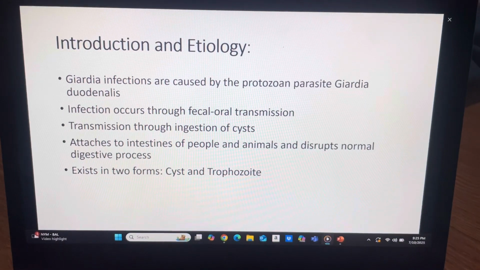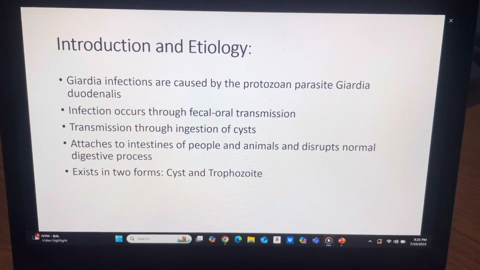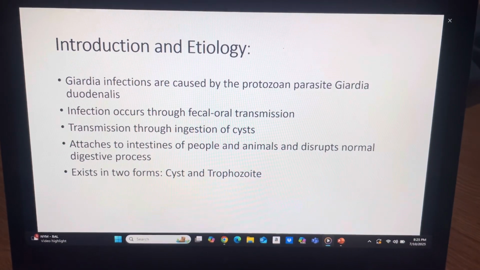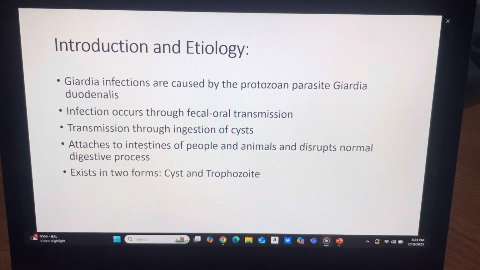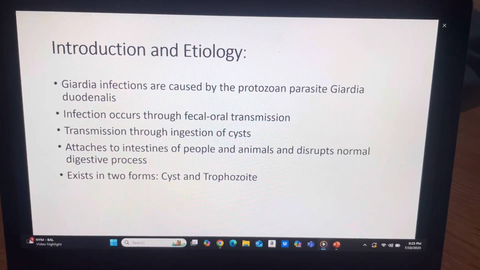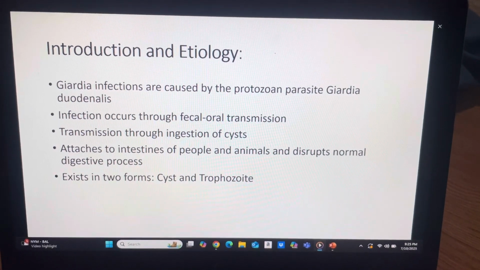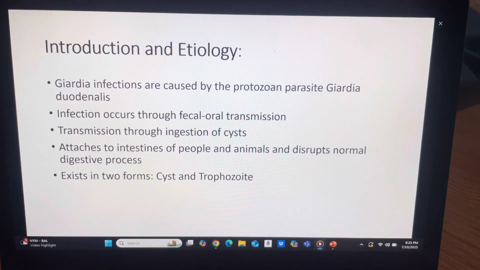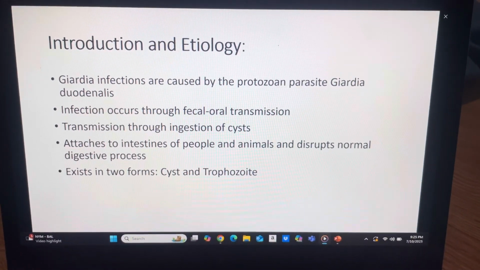So, introduction and etiology. Giardia infections are caused by the protozoan parasite Giardia duodenalis. Infection occurs through fecal-oral transmission. Transmission is through ingestion of cysts, and then once it is in your system, that's when it goes into the trophozoite form. It attaches to the intestines of people and animals and disrupts normal digestive processes.